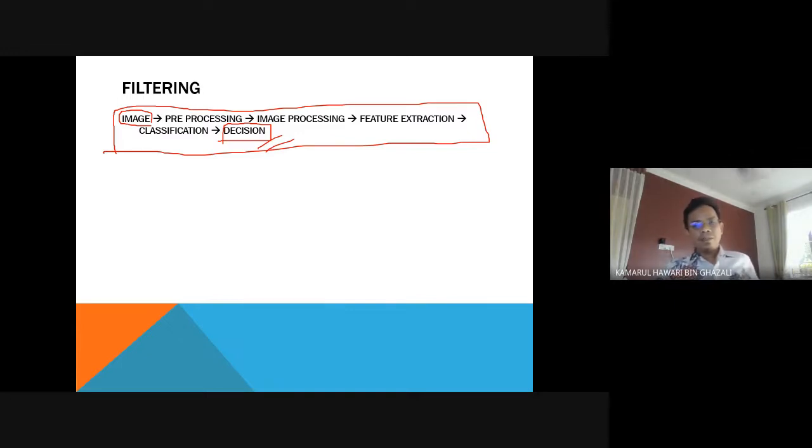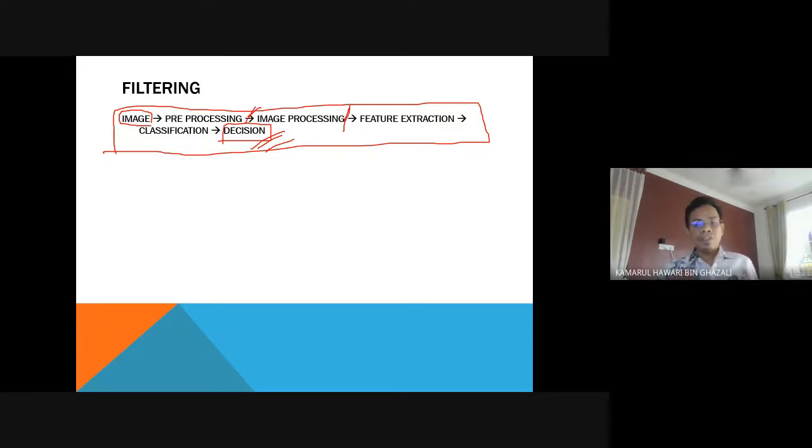We will learn in this class, in this subject, until the end, until decision. Not only here, but until decision. How you are going to make a decision. It's like your final year project, right? I believe your final year project goes up to there. Although you are doing simulation, you have to end your project with the decision. Not until here.